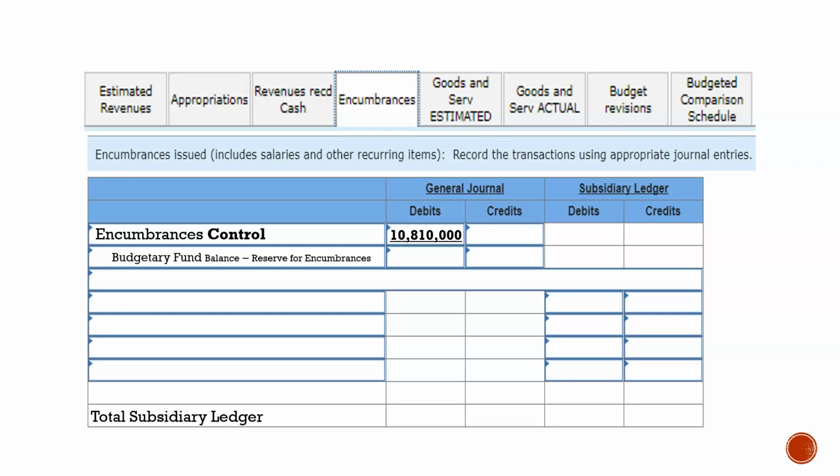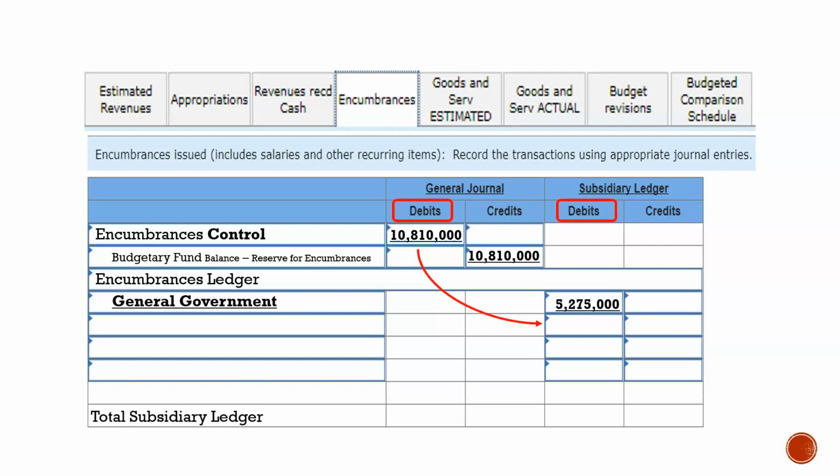Okay. So we debited encumbrances control to remind ourselves that, hey, this money's sitting here. This money, this stack of cash has a paperweight on it. We can't use it for anything but this. It's been encumbered. And then we're going to credit that budgetary fund balance reserved for encumbrances account. It's kind of almost like a sub account for the budgetary fund balance. It's just earmarking that $10,810,000 and saying, hey, this is earmarked. This is saved specifically for those encumbered funds.